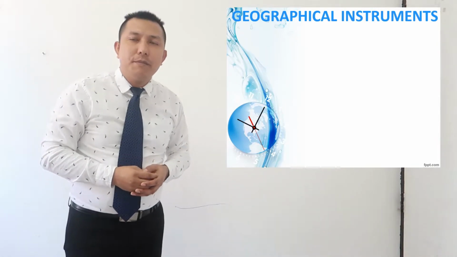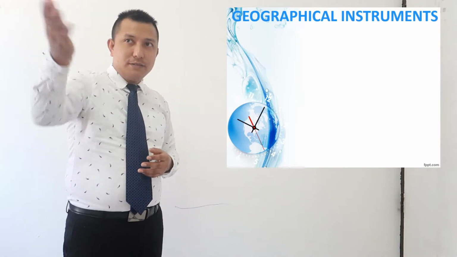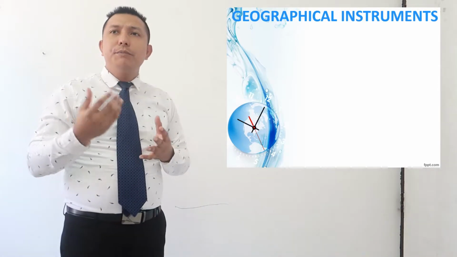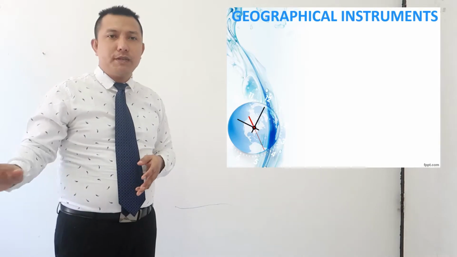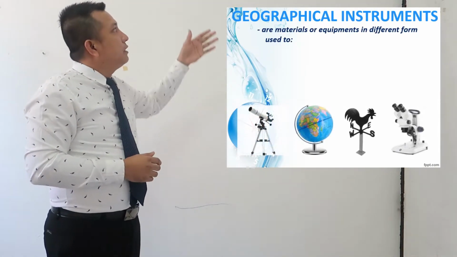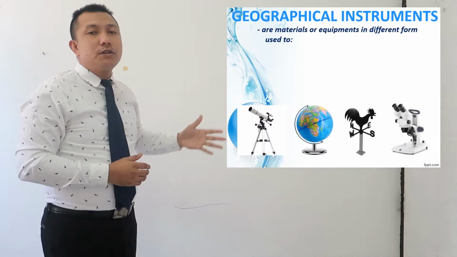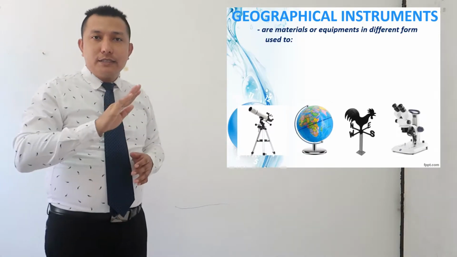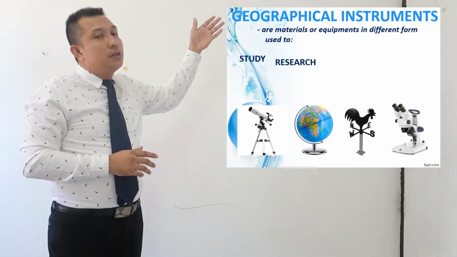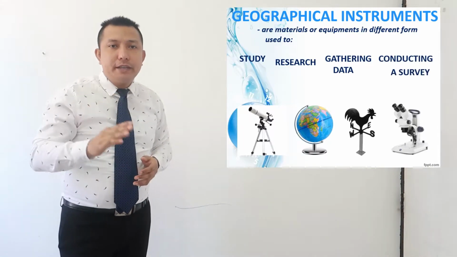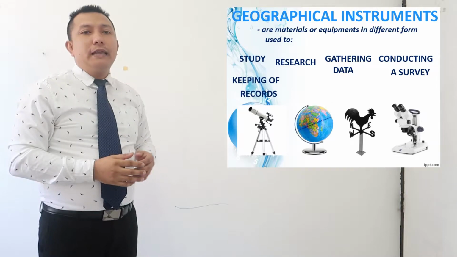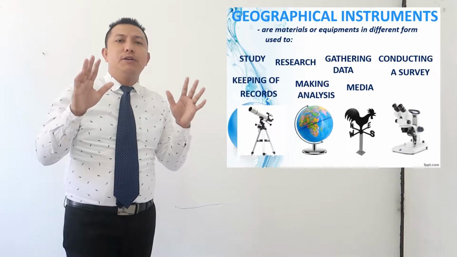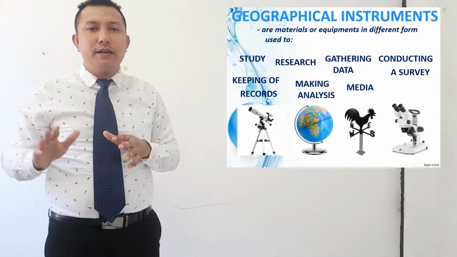Okay. Now, those are what we call geographical instruments. Do you have any idea about the geographical instruments? Yes? Please stand up. Okay, nice. I will show you the meaning of the geographical instrument. Let's read together. Geographical instruments are materials or equipment in different forms used to study, to research, gather data, conduct surveys, keep records, make analysis, and also the media in publishing geographical information.